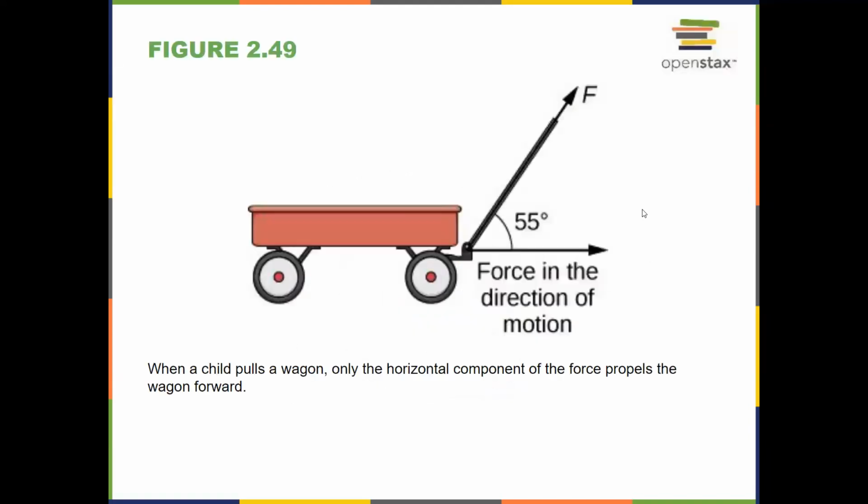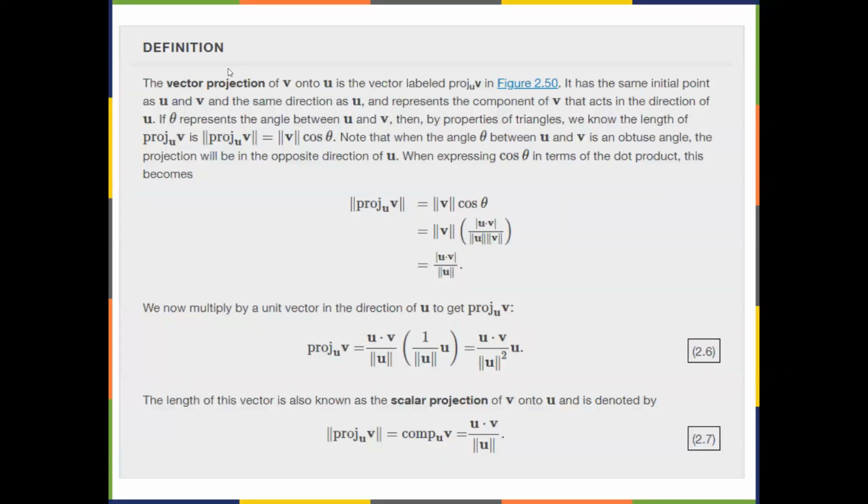All right. Getting pretty close to the end. So I just wanted to include this twice. You're going to see it again in a second when we actually have the problem. I guess I just wanted you to have a big version of it. When a child pulls a wagon, only the horizontal component of the force propels the wagon forward. I think it does come back, maybe.